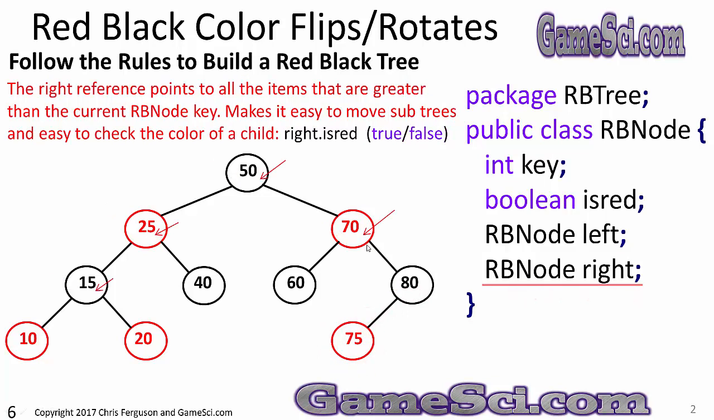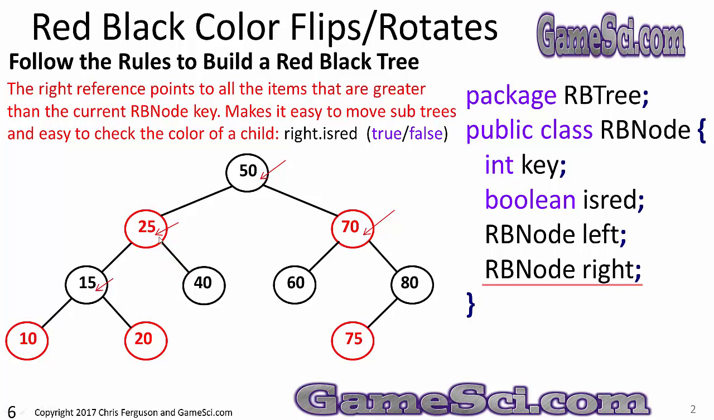RB node right. The right reference points to all the items that are greater than the current RB node's key. It makes it easy to move subtrees and easy to check the color of a child. I've got arrows here on the right references. The right child of 50 is this line right here to 70. The right child of 70 is this reference right here to the node 80. The right child of 25 is this reference to the node 40.